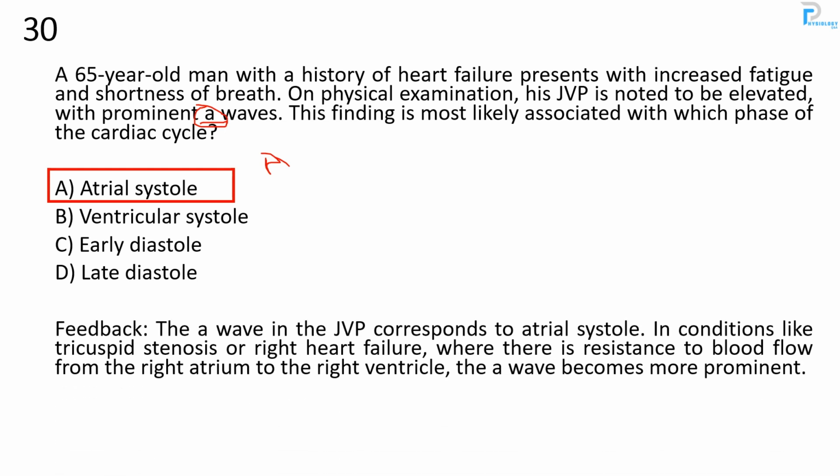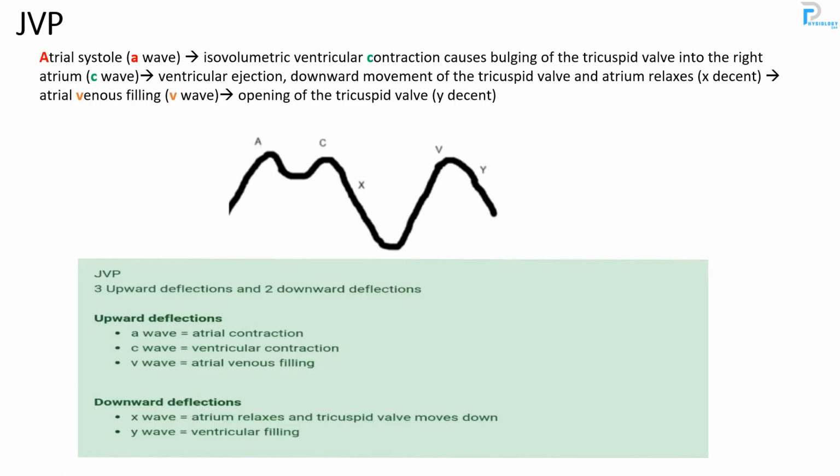So this is a quick revision of the jugular venous pulse waves. We have A for atrial systole. We have C for ventricular contraction. So C, contraction of the ventricle, the isovolumetric contraction phase. We have V for atrial venous filling. So A, C, V, they are all positive waves.